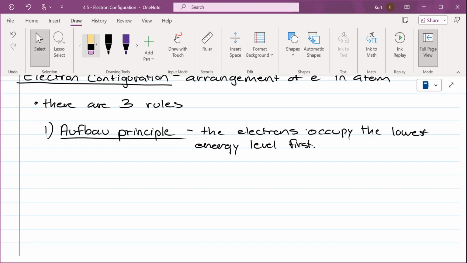So from the very beginning, you got to start at hydrogen and work your way all the way to whatever element that I give you. So in plain English, this generally means you must start from the bottom and work your way up.